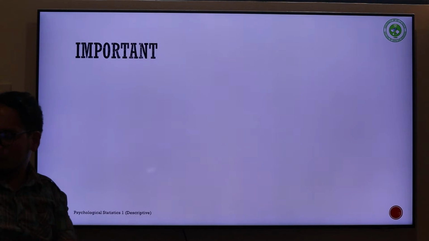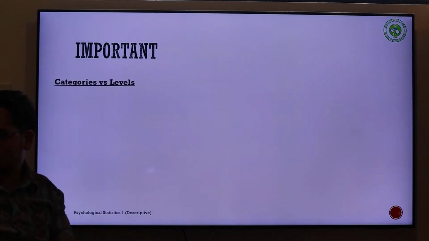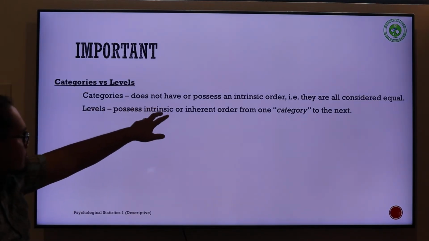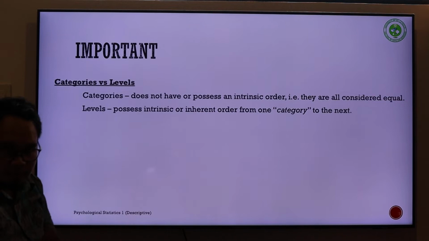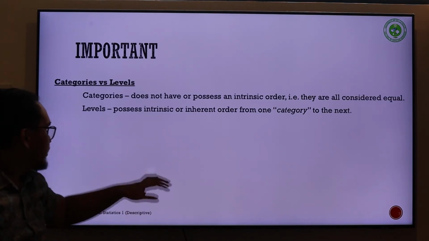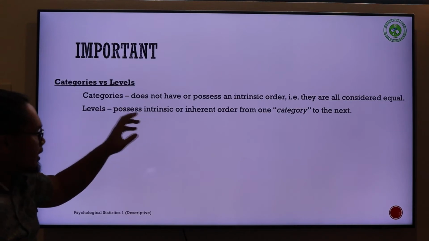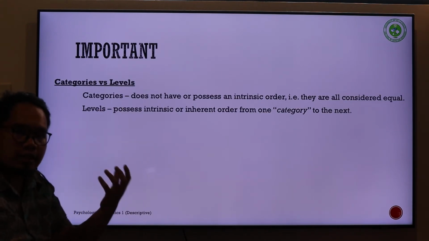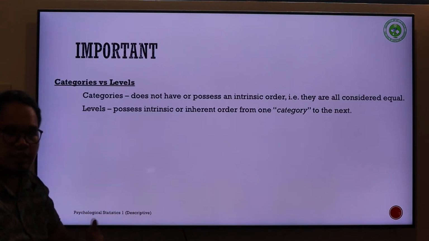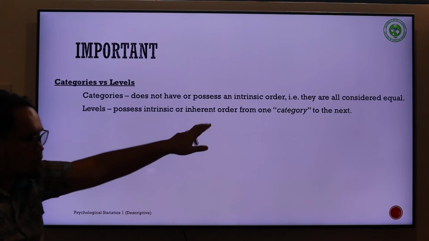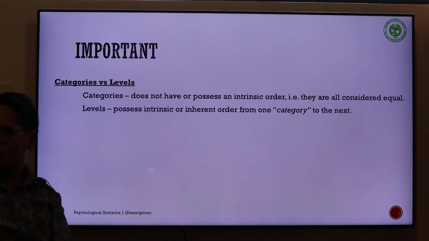Some important remarks to put into consideration. Some of it I said already. Categories versus levels. Categories do not possess intrinsic order, hence I said they are all considered equal. Levels possess an intrinsic order within them, like strongly agree, disagree, neither, wherein there is an order from one category to the next.